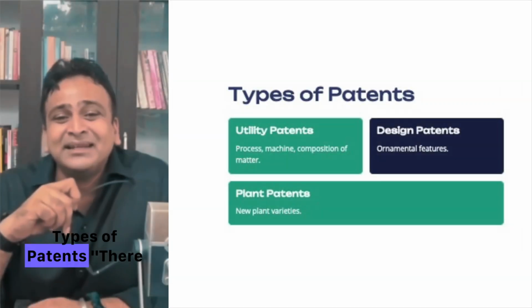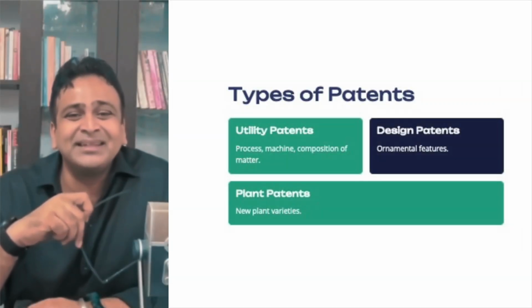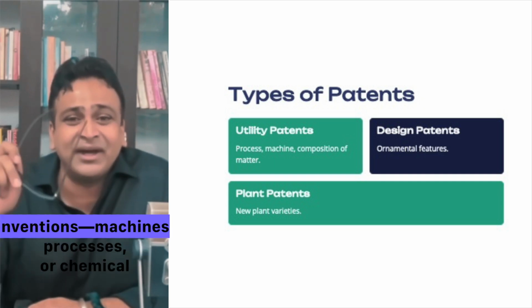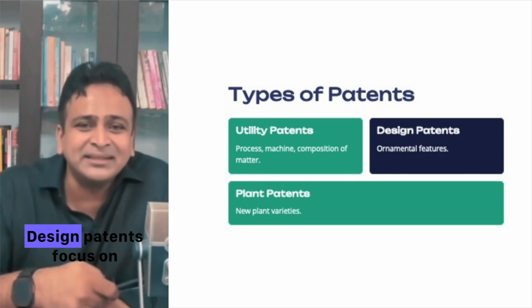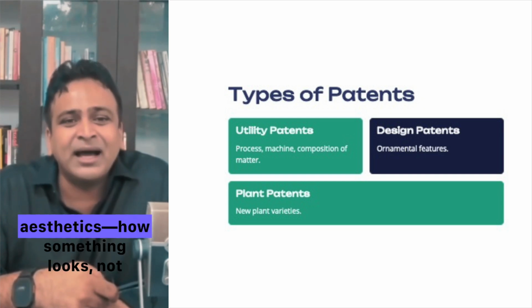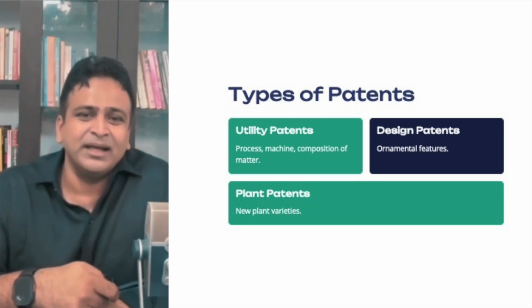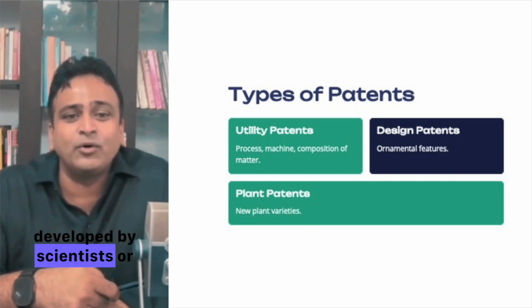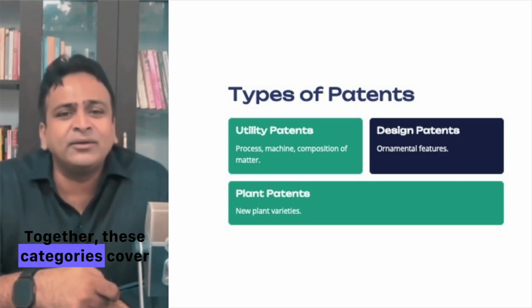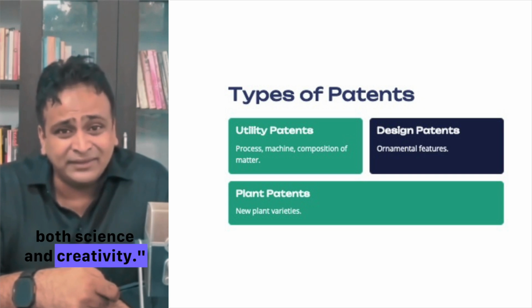Types of patents. There are three main types of patents. Utility patents cover functional inventions, machines, processes, or chemical compositions. Design patents focus on aesthetics, how something looks, not how it works. And plant patents are for new plant varieties developed by scientists or breeders. Together, these categories cover both science and creativity.